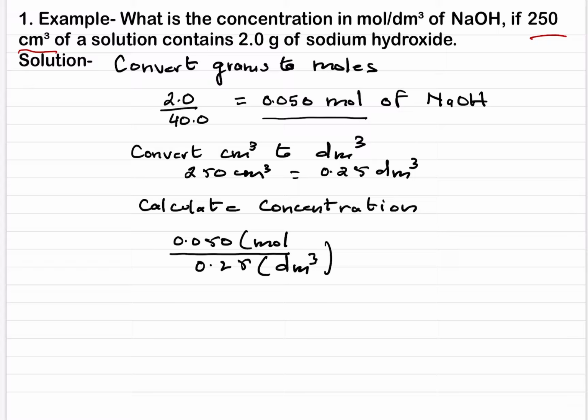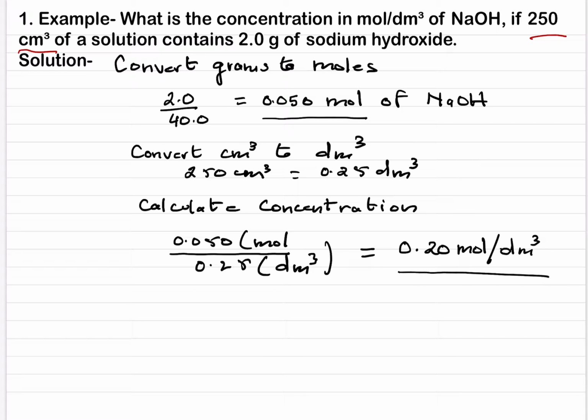That's very important to convert the units. Otherwise, our answer will go wrong. So it equals to 0.20 mole. We can either write mole per decimeter cube, or we can also write mole decimeter minus 3. So that could also be written.